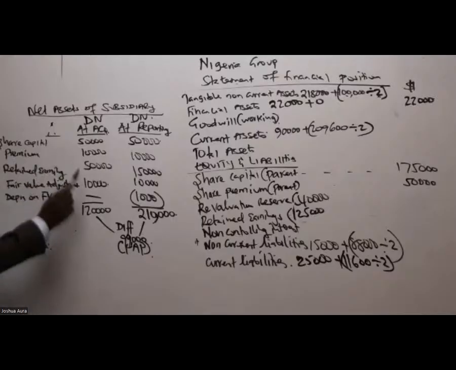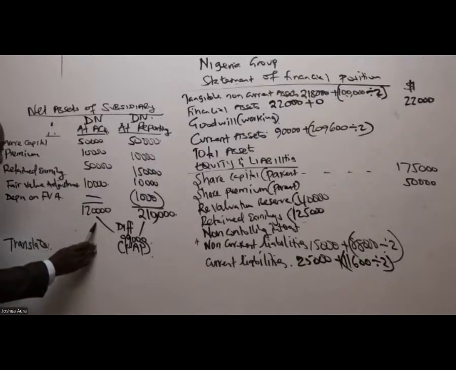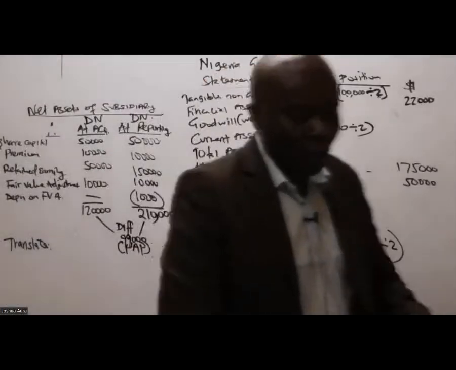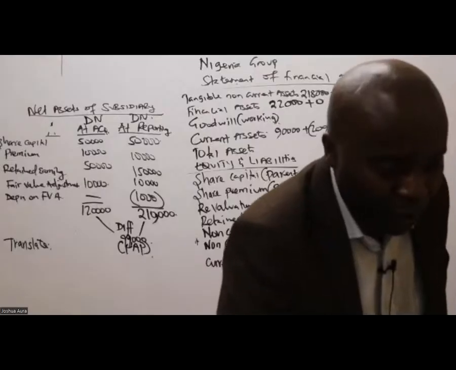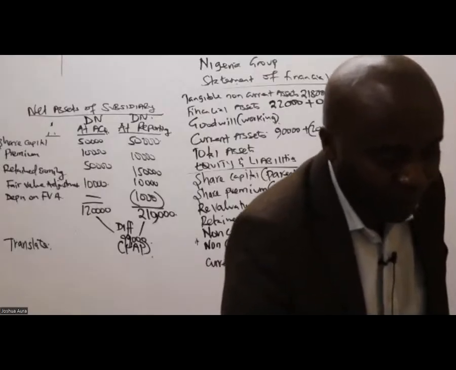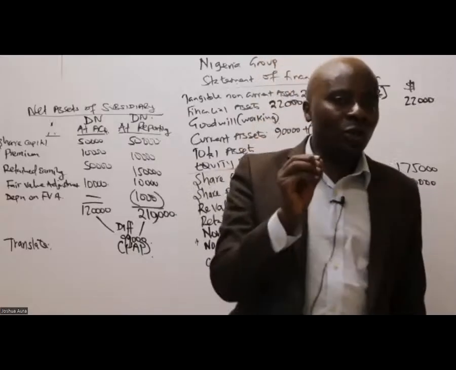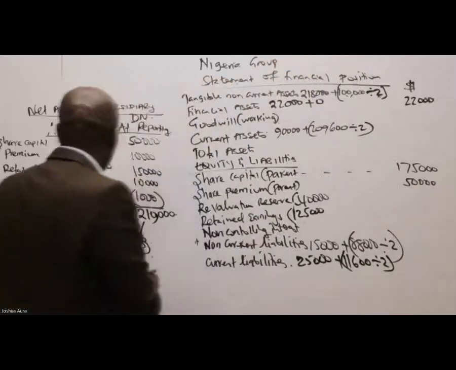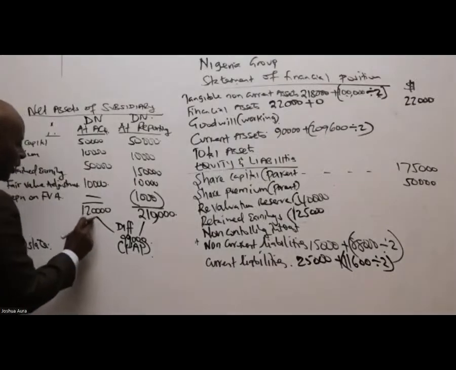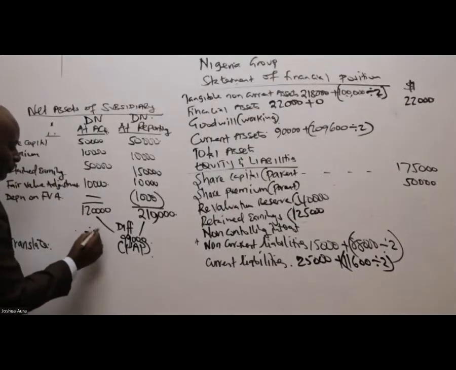Remember, these are net assets at acquisition. So at acquisition, please use the acquisition rate. Do we have the acquisition rate? Oh, yes. Remember, we acquired this subsidiary at the start of the year, so the acquisition rate here is 4. To translate net assets at acquisition, always use the acquisition rate. So this one, I'll divide by 4.